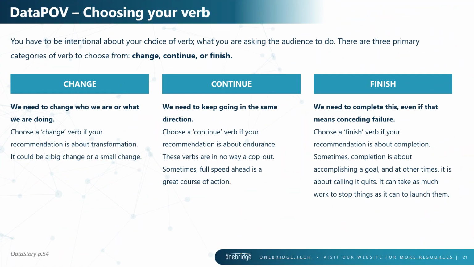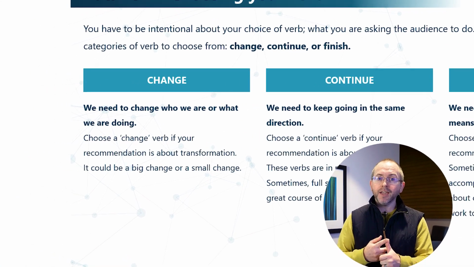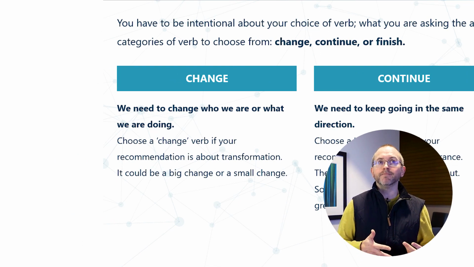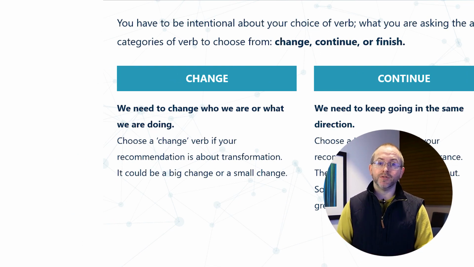When we think about a call to action, the key word is action, something that you want the audience to do. There are three primary categories of verbs that we can think of when crafting a data story. We can ask the audience to change what they're doing, we can ask the audience to continue what they're doing, or we can ask the audience to finish what they're doing. So change is something that you want, some transformation that you want to take place for your audience.